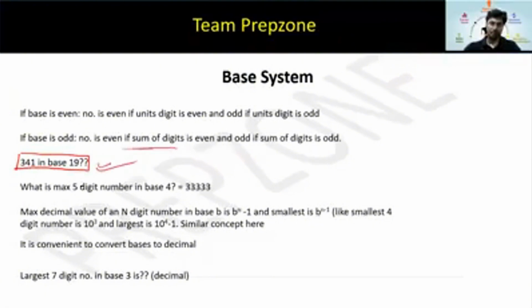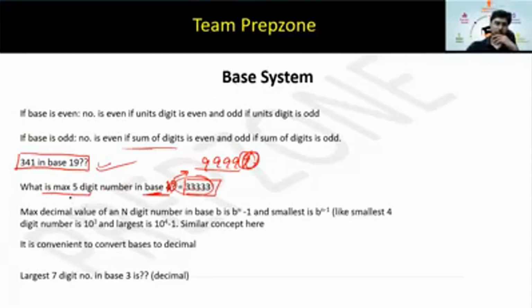Again, the thing that someone was asking: what is the maximum 5-digit number in base 4? 33333. I hope this is clear. What is the maximum 5-digit number in base 10? 99999, because 9 is the highest possible digit. Similarly, in base 4, you will write 33333. Compare everything with base 10 and you won't get any issues ever.